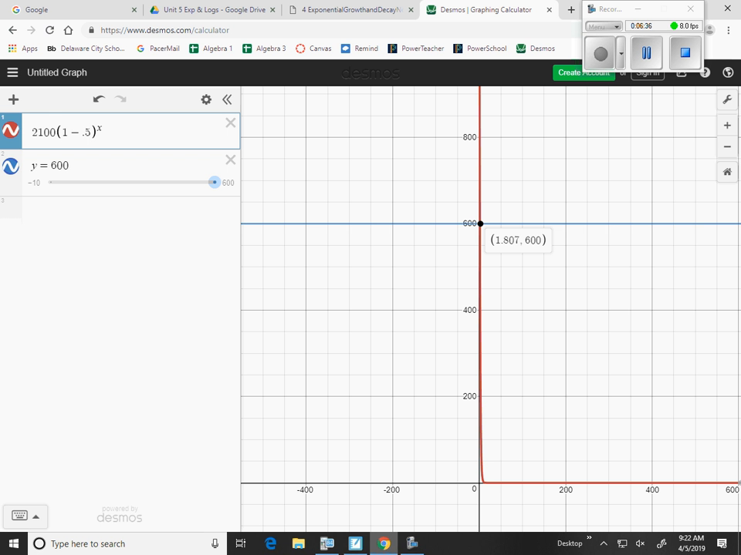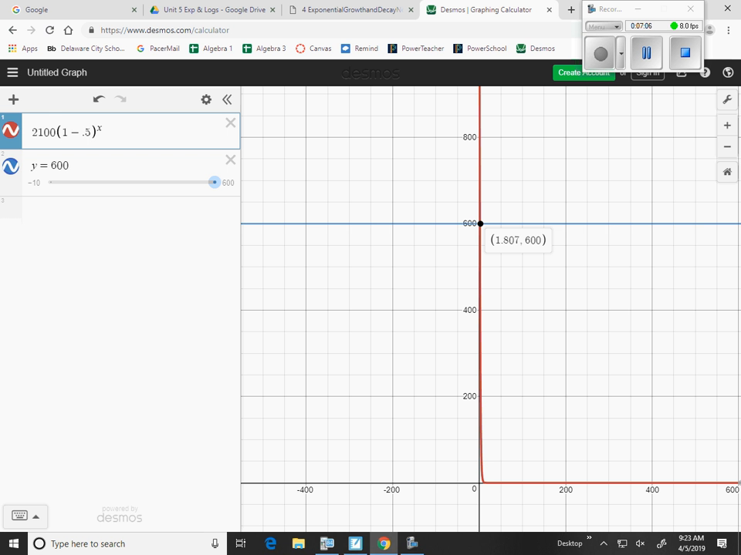So I put in my 2100 equals, and we want to know when y is 600. So I put that in, when y is 600. I look at where they cross, and they cross at an x value of 1.807. So that's 1 year, probably around 9 months or something like that. So what would be 80% of the year would be about 9 months?